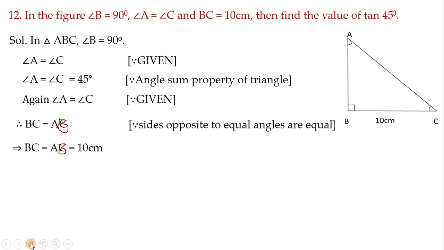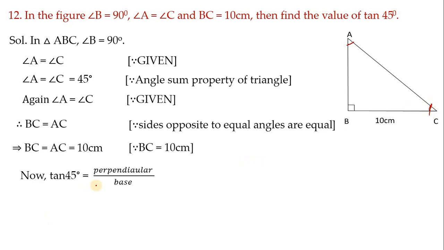Now let us find the tan 45 degree value. You can take either A as 45 degrees or C as 45 degrees. Let me take C as 45 degrees. So tan 45 degree: the tan ratio is perpendicular by base, children. If this is the reference angle, its opposite side will be the perpendicular and this will be the base. So perpendicular is AB and base is BC.